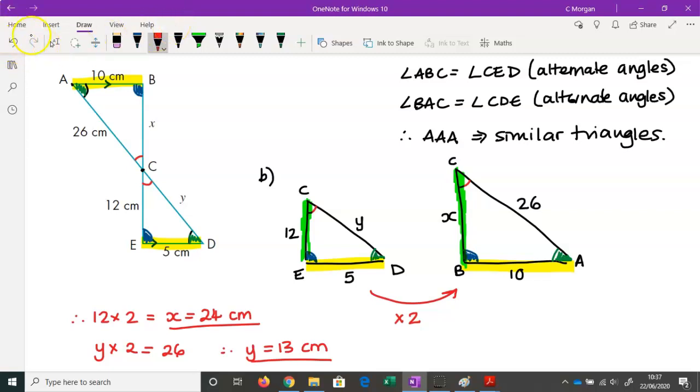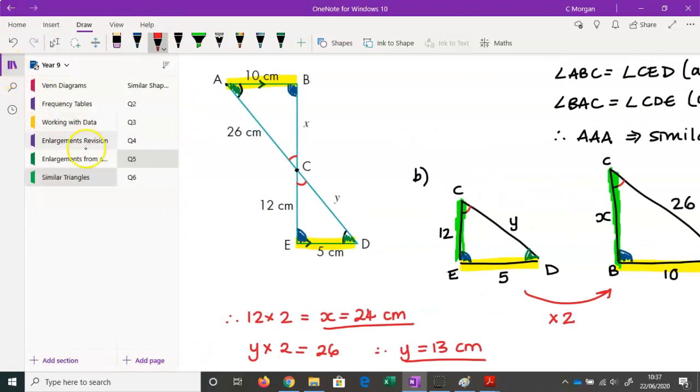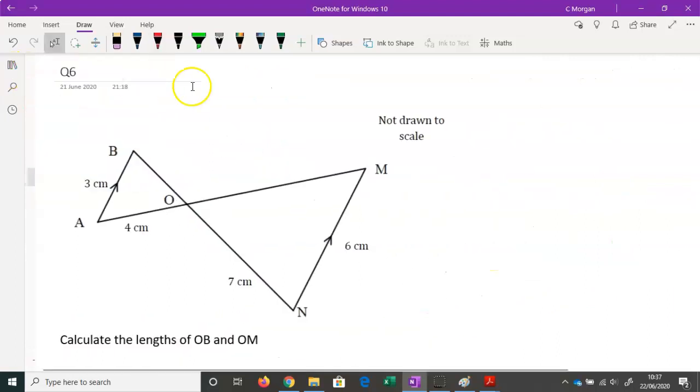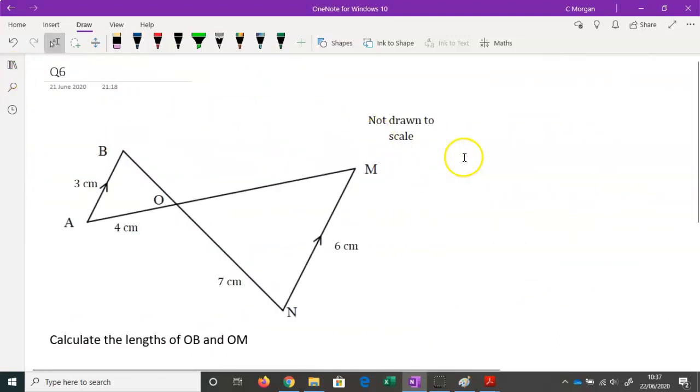So I'm going to give you one last question for you to have a go at. Okay, so in this diagram, all you've got to do is calculate the length of OB and OM. Try to draw 2 separate diagrams, figure out where the corresponding angles are, and press pause and have a go.